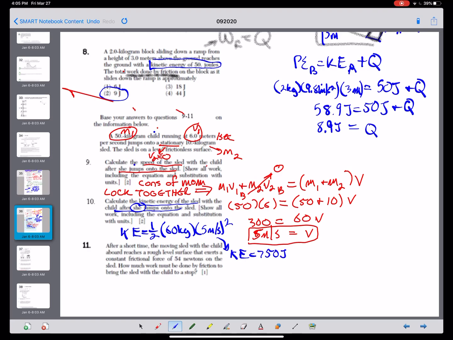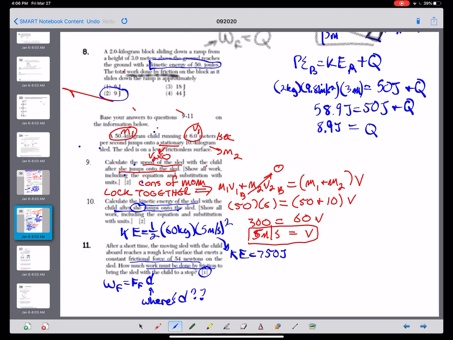And it says, after a short time, the moving sled with the child aboard reaches a rough level surface that exerts a constant frictional force of 54 newtons on the sled. It asks, how much work must be done by friction? Well, this is another tough one. Notice it's a one-pointer, so you don't have to actually do any work. You could just come up with an answer. And it turns out it's actually a very easy answer. Most people thought, okay, work done by friction has to equal force of friction times distance. Where's D? There's no D given.